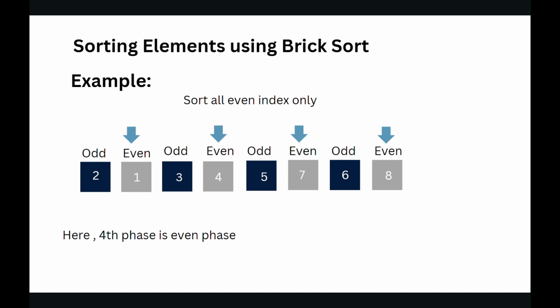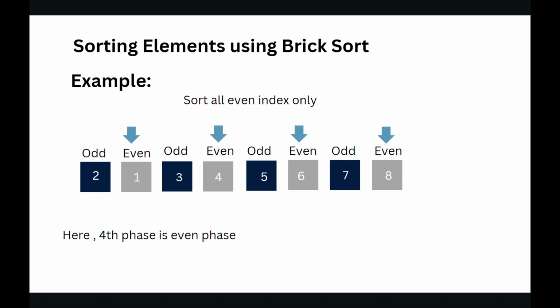Next even index is 5 and its successor element is 4. As 5 is greater than 4, swapping should be done. Next even index is 7 and its successor element is 6. 7 is greater than 6, therefore swapping should be done. Next even index is 8, but to swap or to compare there is no successor element. Till now, the fourth phase, that is even phase sorting, is completed.